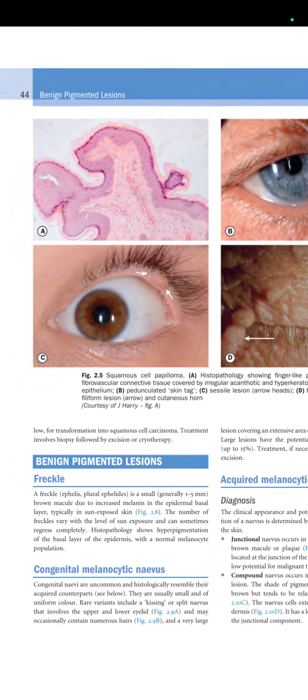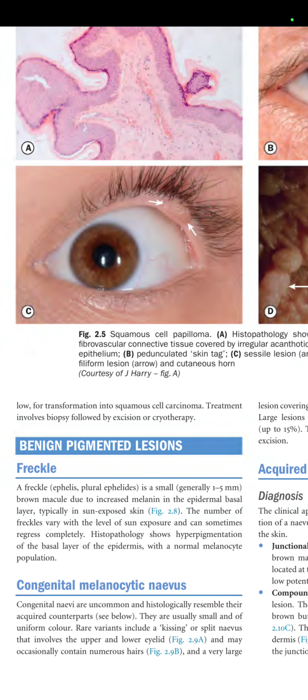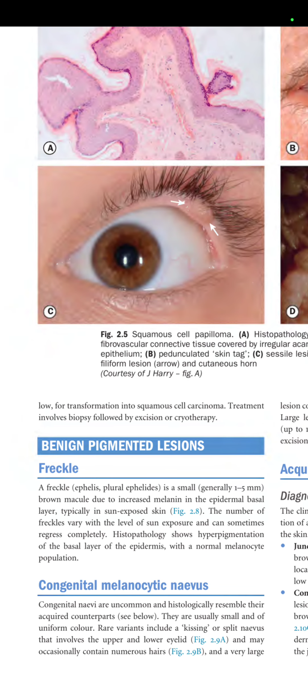Freckle is like a mole. In normal words you can say a mole. A freckle, or ephelis, is a small, generally 1 to 5 millimeter brown macule due to increased melanin in the epidermal basal layer, typically in sun-exposed skin. The number of freckles varies with the level of sun exposure and can sometimes regress completely. Histopathology shows hyperpigmentation of the basal layer of the epidermis with a normal melanocyte population.